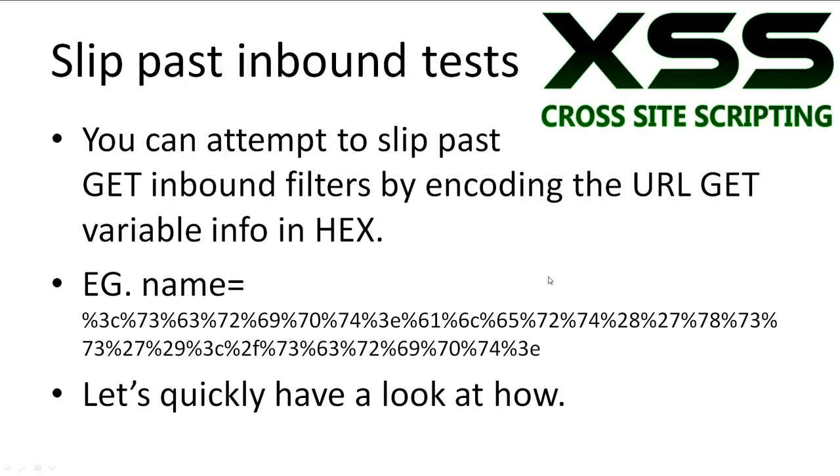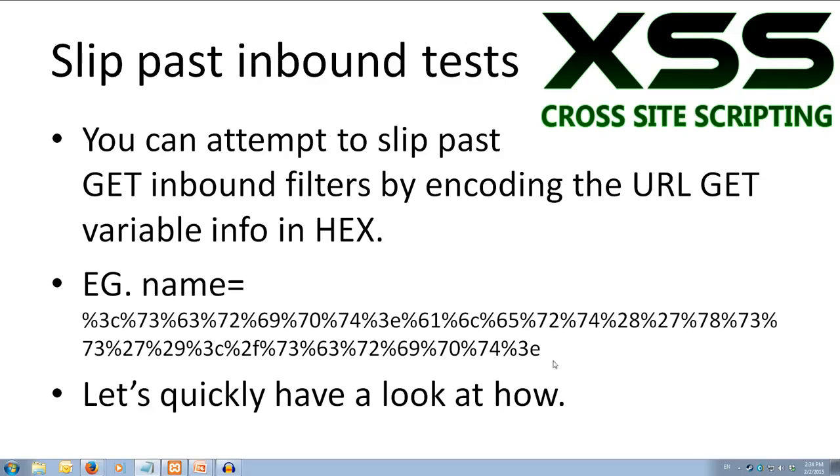If you believe that it's possible that the target website has only inbound filters on GET requests, you can try and slip by with encoding the URL GET variable info in hex. For example, here we have the script tags and the alert XSS encoded. Let's give this a quick shot.